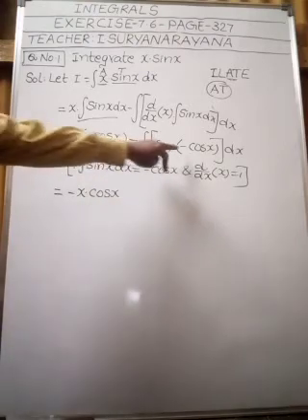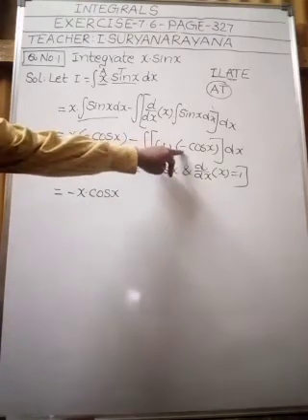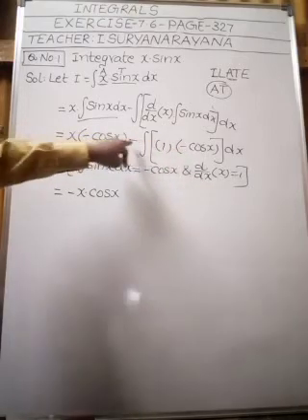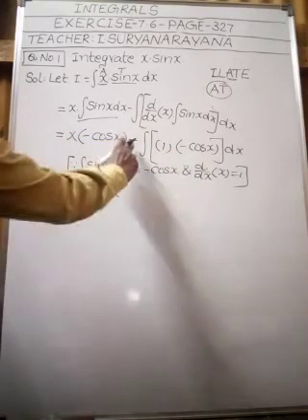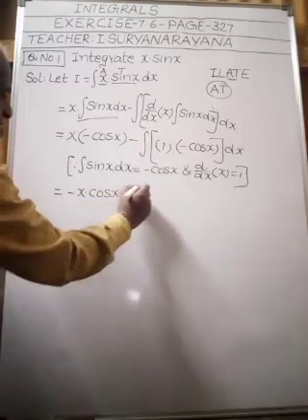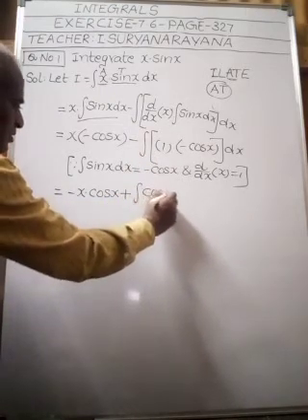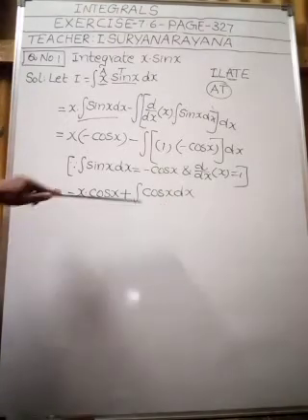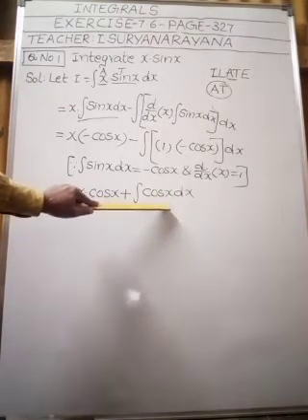Right. Here, integral, here minus is there. Integral 1 into minus cos x. What will you get? Minus cos x. Already minus is there. So, minus of minus, what will you get? Plus integral cos x dx. Understood this? Integral cos x dx, my children.